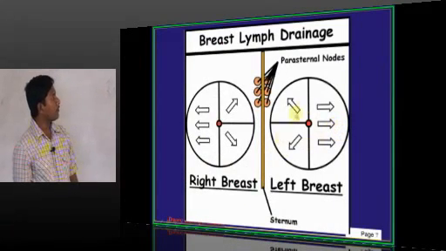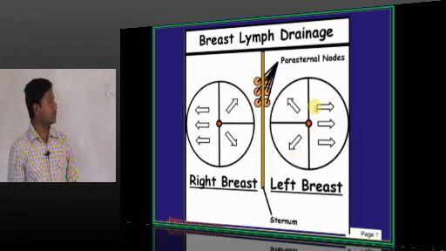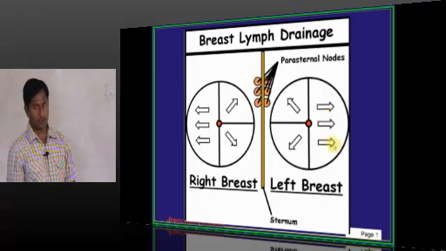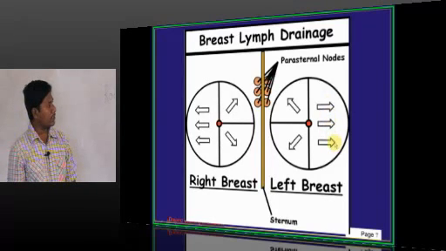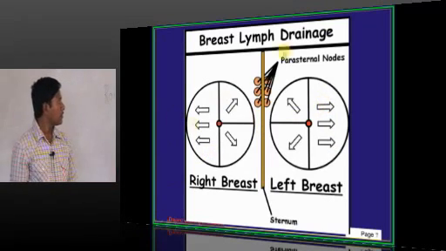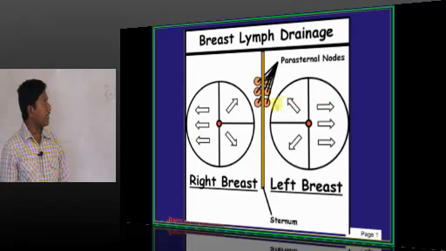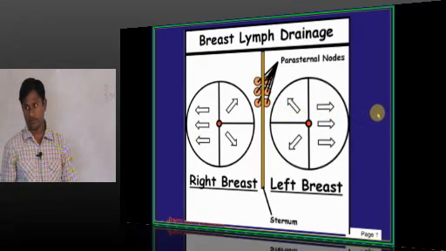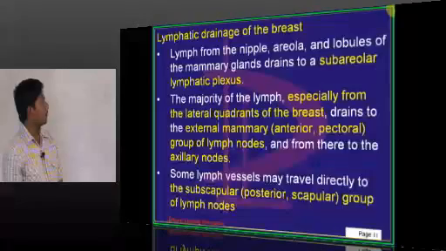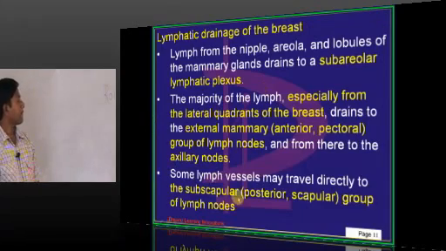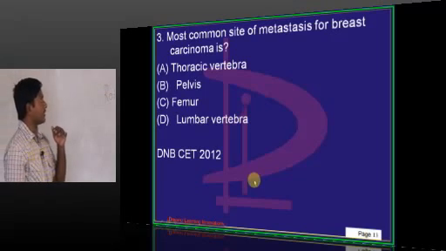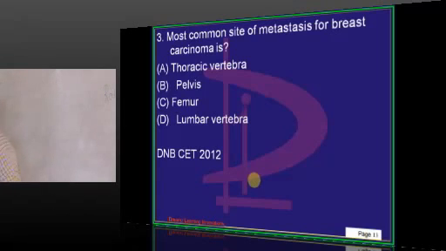Okay. Now this is the drainage of this quadrants of the breast. So here it is draining into, this is the upper outer quadrant and this is the lower outer quadrant. This generally drain into the axillary group of lymph nodes, and this inner quadrant they drain into parasternal group of lymph nodes. Right. Okay. This is all regarding that. The most common site of metastasis for breast carcinoma.